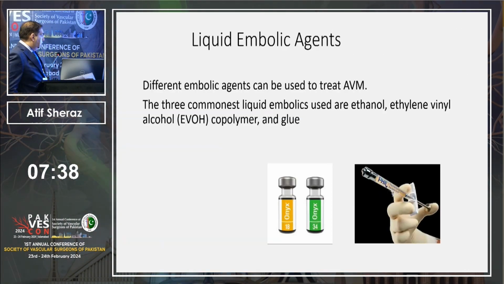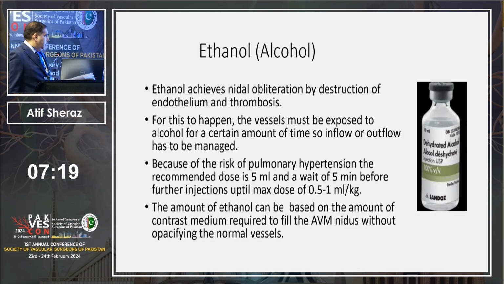Right, so we generally use liquid embolic agents. Different embolic agents can be used to treat AVMs. The 3 commonest liquid embolics that we use are ethanol, ethylene vinyl alcohol copolymer, and glue. So I will briefly be discussing each one of them.